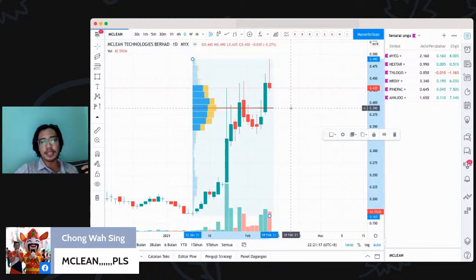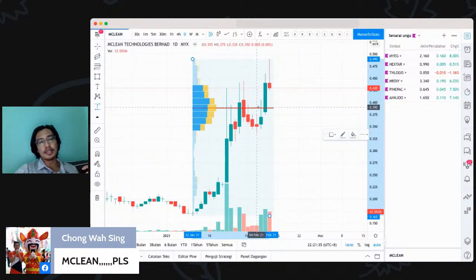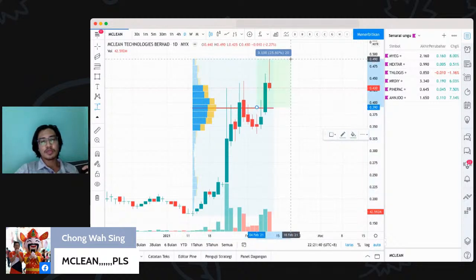concentration is actually at 39 cent. Okay, so from 39 cent, the price broke out here, then did like this. So from here to here, from 39 cent to the current price, I want to see how much is the percentage again. It's 25. Okay, so yeah, it's fair lah.